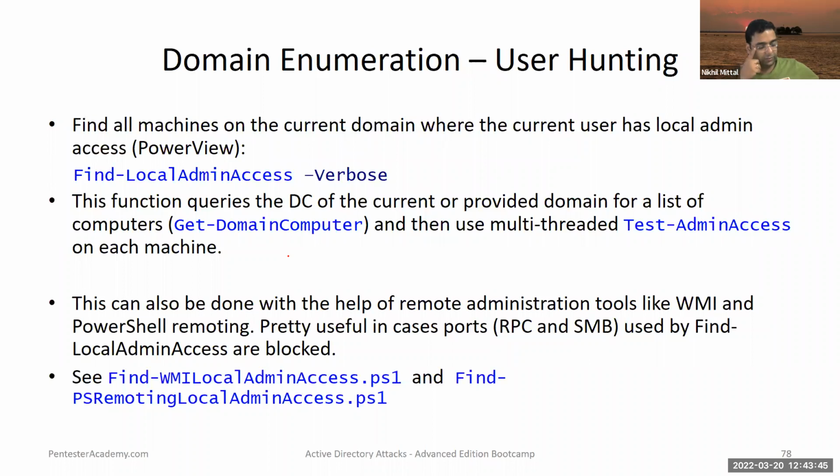Now let's take a look at some of the enumeration that is a bit more intrusive, not as silent or as harmless as the one that we have been doing. One is user hunting. We simply need to find, let's say, all the machines where our current domain user has local admin access. So we can use Find-LocalAdminAccess from PowerView, or we can use Find-WMILocalAdminAccess or Find-PSRemotingLocalAdminAccess. The idea for all these three commands is pretty much the same.